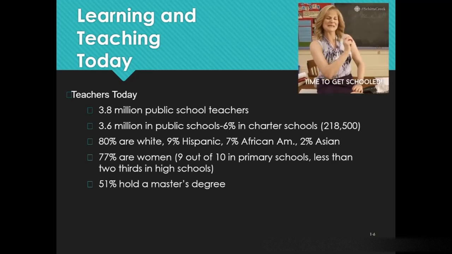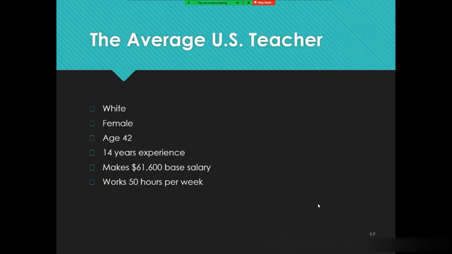77% of teachers are women, and that's 9 out of 10 in elementary age school classrooms, and then less than 2/3 in high school classrooms. So elementary schools are predominantly female, and high schools still have a majority of women teachers. And then in 2021, 51% of teachers had a master's degree or higher. So we have a very educated workforce.